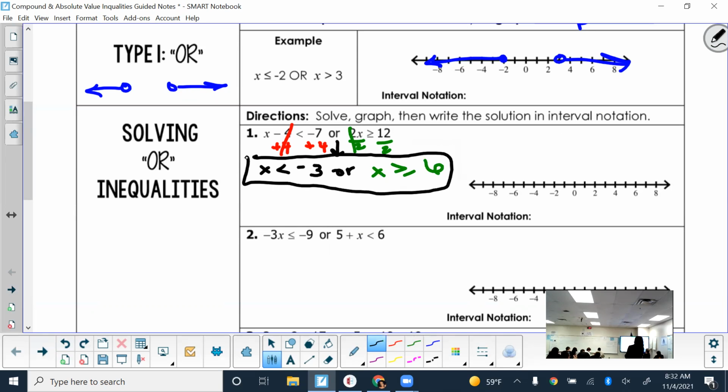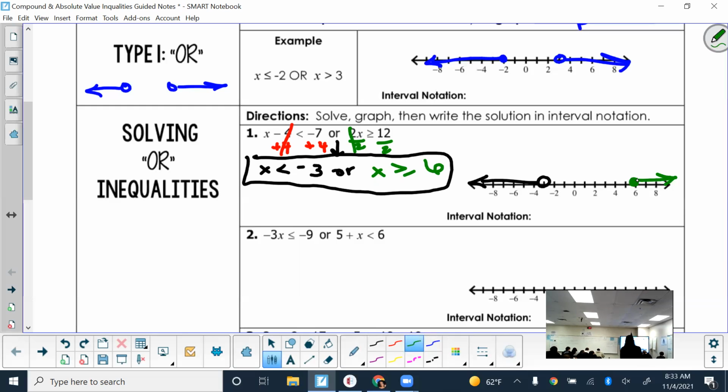All right, now let's graph it. So I need a circle. Let's start with the one on the left. On what number? Open or closed? Good. And it's x less than -3. So should it go left or right? Left. Over here, what's the other number we need to circle on? Open or closed? And if it's x greater, we need to point to numbers that are greater, should it go left or right? Right.